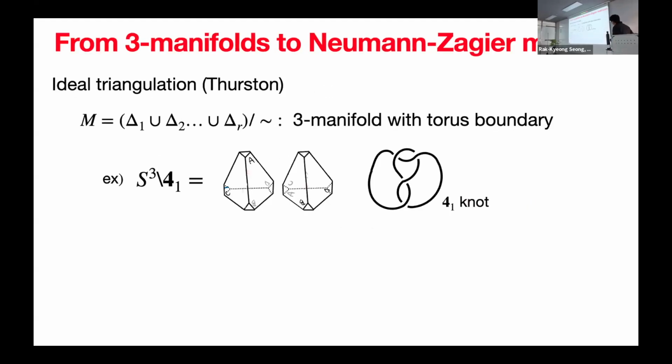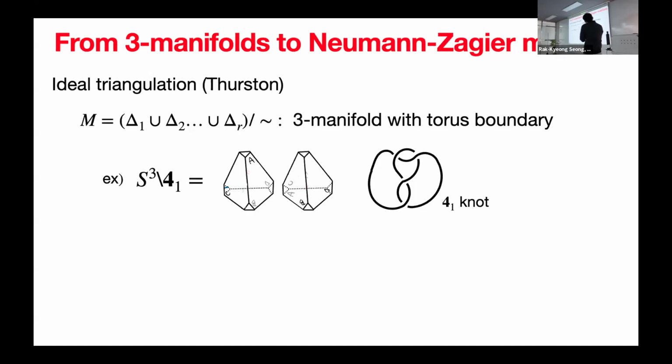Then I will explain how to construct this 3D theory from some basic topological data of the 3-manifold. To explain this basic topological data, which is basically the so-called Neumann-Zagier matrices, I will need some math. I need to also introduce some math, which is ideal triangulation of a knot complement, which was first introduced by Thurston to prove that some knot complements have hyperbolic structures.